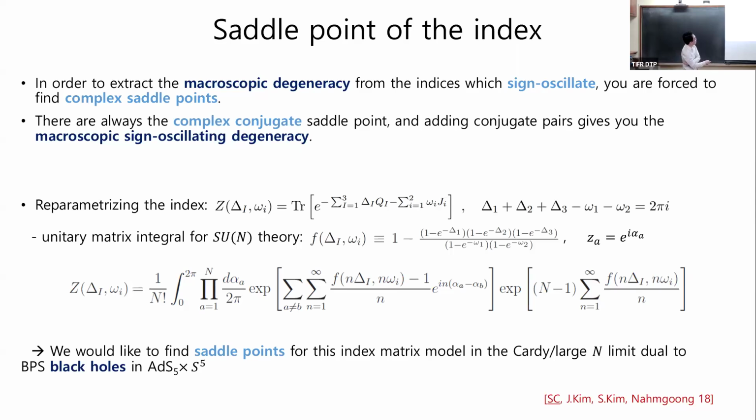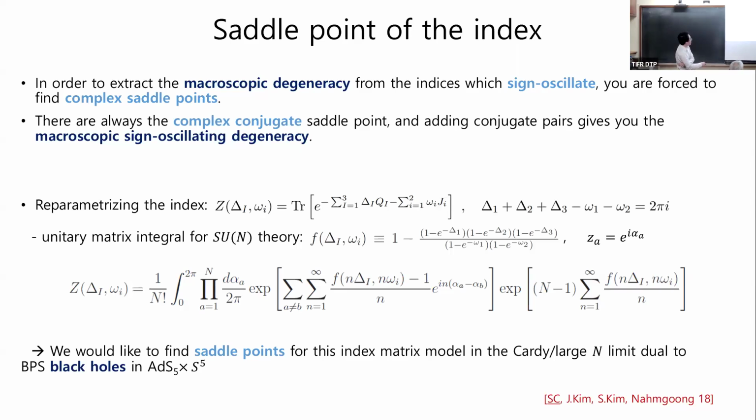So for convenience, I absorb -1 to the F into the definition of chemical potential. So apparently there is no -1 to the F, but because of this constraint, they come up with supercharges and it defines the index. So this index admits a unitary matrix integral as before.